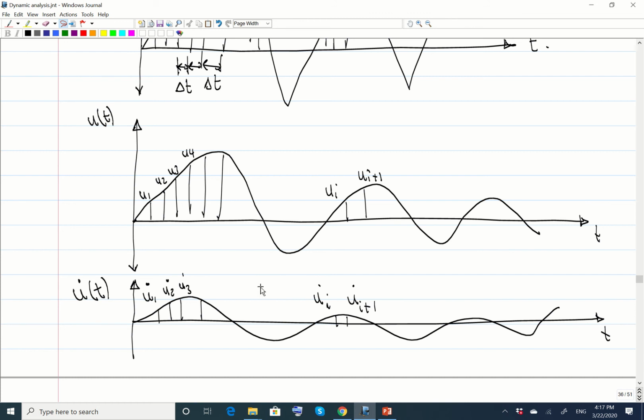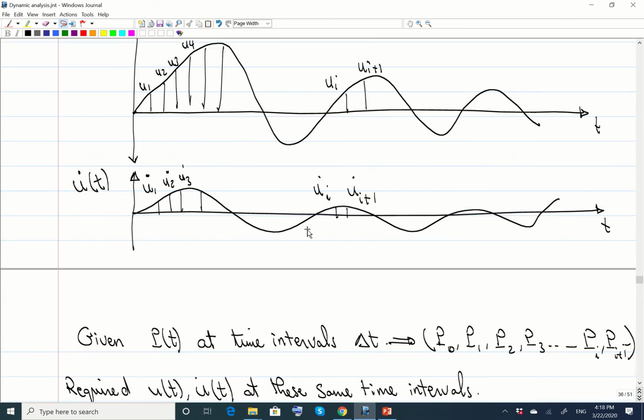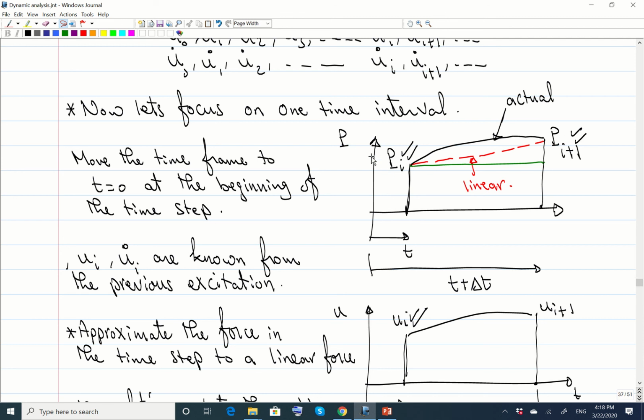So how are we going to find those? Let's study this sampling step at step i. You may have had 10 or 100 or 1,000 steps before reaching this one. Let's study just this step. The start is P i, the end is P i plus 1. This is the force that you have, so in this step, this is P of t.